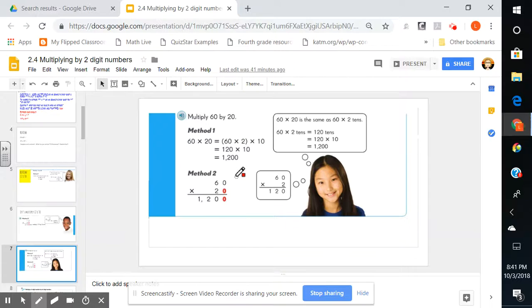You are allowed to count the number of zeros since we know the process behind it. You're allowed to count the zeros in both factors total, and that gives you the 2 zeros in our answer for 1,200.